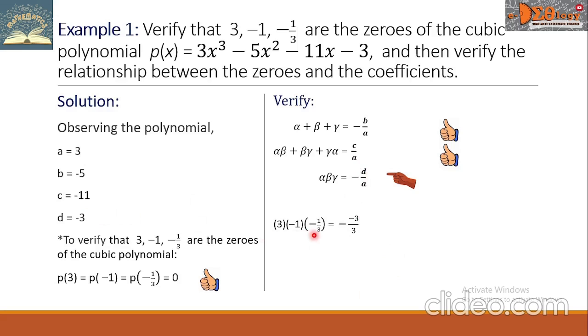On the left side, we can simplify this into positive 1. On the right side, we have the same value, which is positive 1. Then we're able to see that the third relationship is verified.